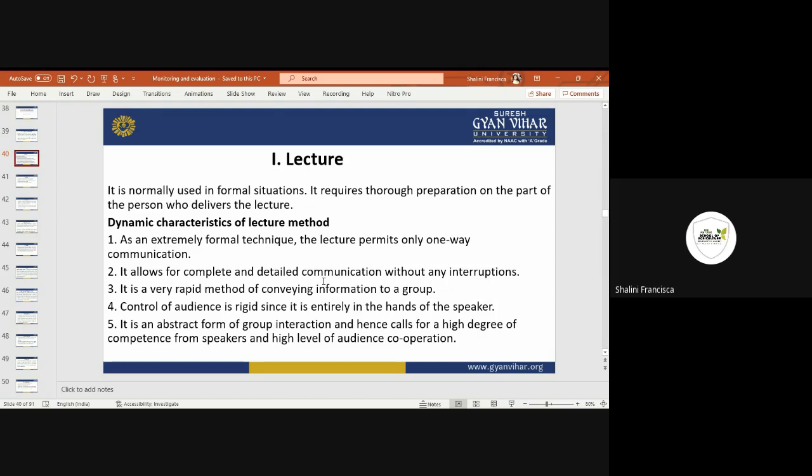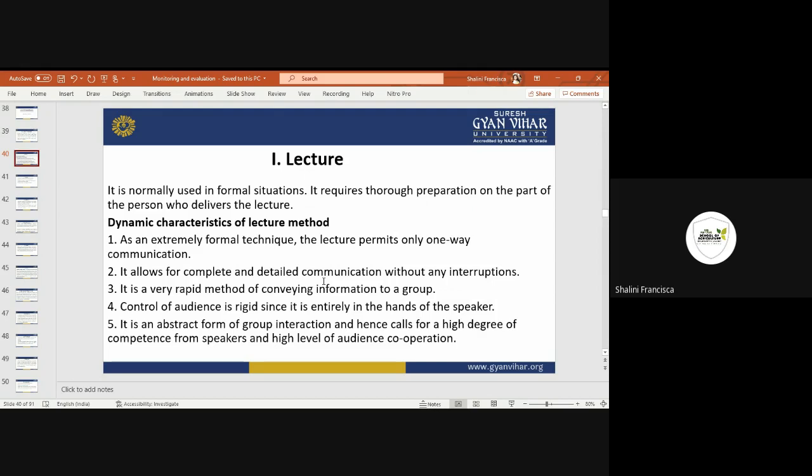It requires thorough preparation on the part of the person who delivers the lecture. Obviously, if you are going to present a very thoughtful or very useful topic to a particular group, it should be prepared wisely so that all the points related to that topic are clear, and all the questions that could arise are already addressed in the lecture.